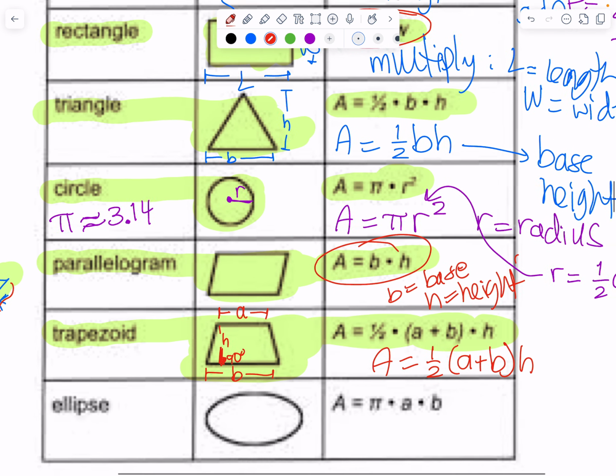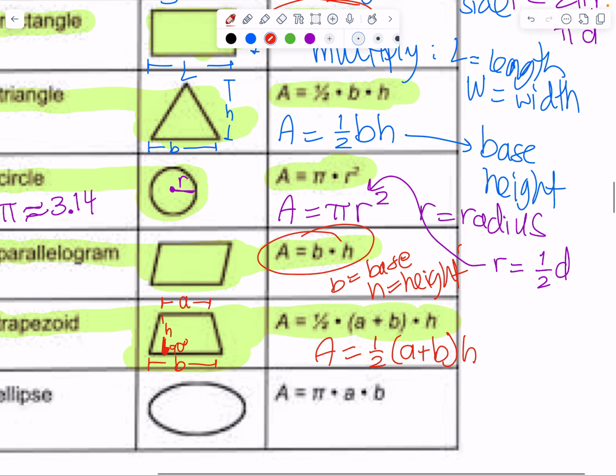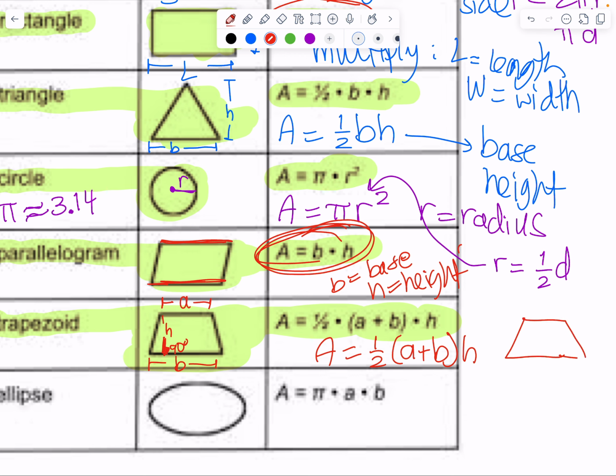The way I think of it, it's kind of similar to base times height, the area of a parallelogram, because in a parallelogram the distance across the top and the distance across the bottom are the exact same. That's why it works with just base times height. But with a trapezoid, one of the distances is smaller. This one, for example, A, is smaller than B. So what you're doing is taking the average of A and B.